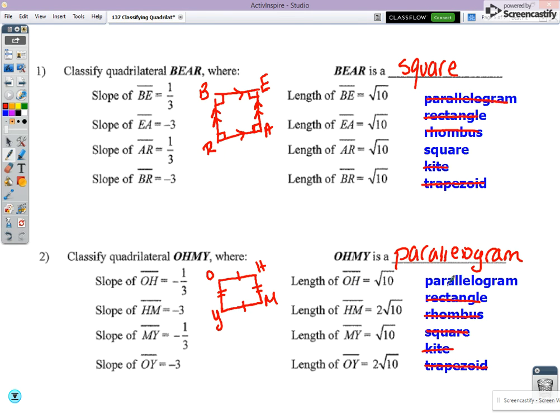So that's the thought process I want you to be going through when you're doing these proofs: what do I know about slopes and lengths? How can that narrow down my classification? So let's do it for an actual proof.